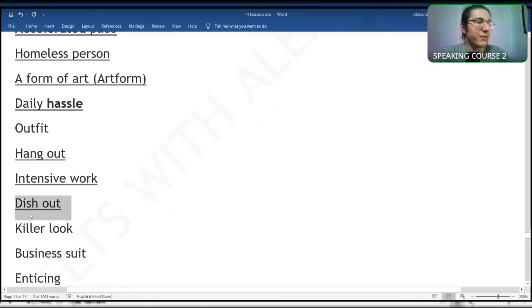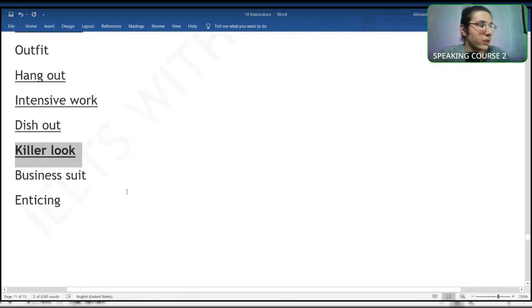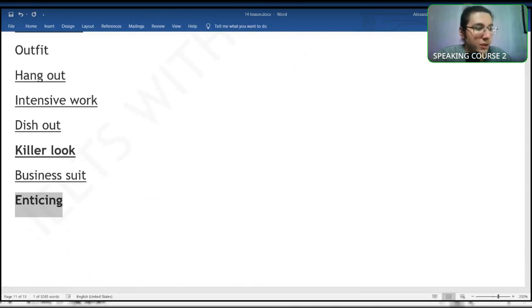Dish out means to give or to kind of like, just Google it. It's kind of a difficult word. Killer look means great look, looks very nice. It doesn't mean you're literally killing someone. Business suit makes sense. And enticing means very interesting or very attractive, something you really like.